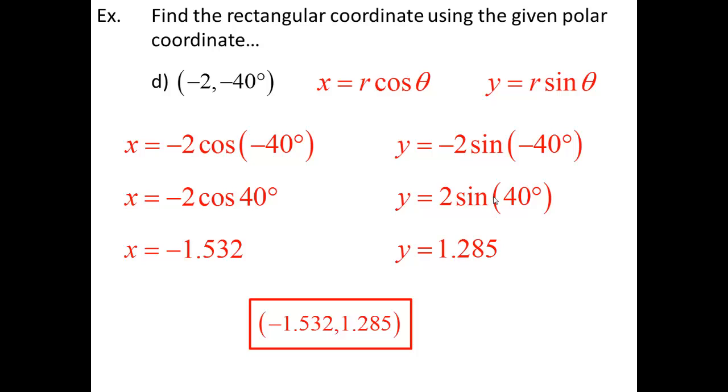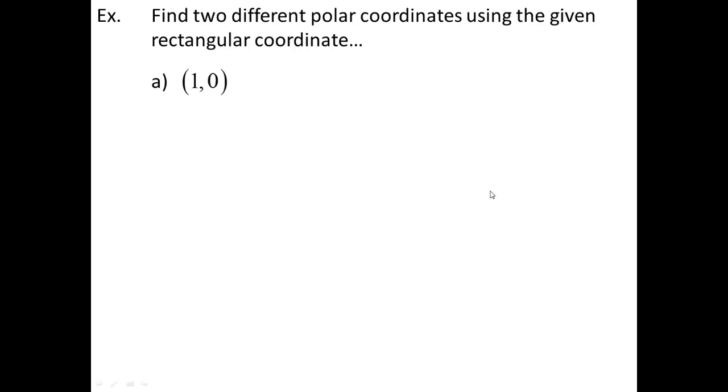So if we can go one way, we should be able to go the other way. So let's turn it around. Here is a polar coordinate. Here is a rectangular coordinate. Let's find a polar coordinate to match it. But not just one, I want to do two. Because remember, polar, there are infinitely many versions of any given polar coordinate, so I want just two. So let's walk through this one together, and then I'll give you three more on your own.